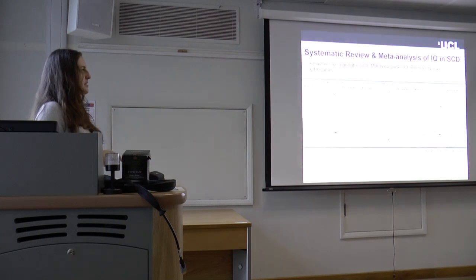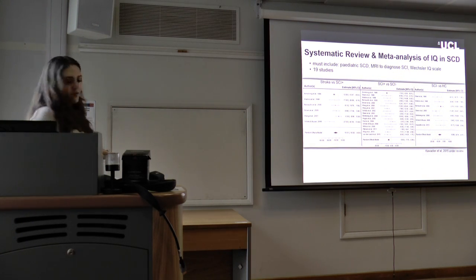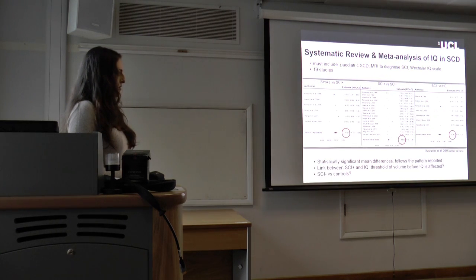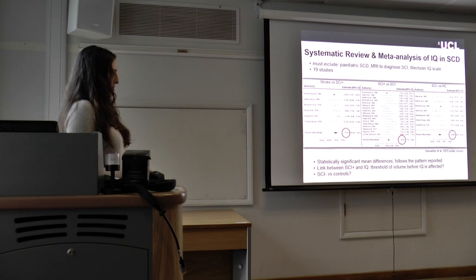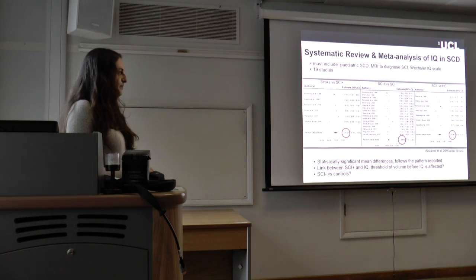So there's a lot going on here, but basically there's 3 comparisons. You have the stroke versus silent infarct group, silent infarct versus no silent infarct, and no silent infarct versus healthy controls. And what this paper found is that there were significantly different mean differences between these groups. So on average, stroke were 10 IQ points lower than silent infarcts. Silent infarcts were on average 5.8 points lower than those without silent infarcts, and those with sickle cell without silent infarcts still were 6.9 points lower than healthy controls.